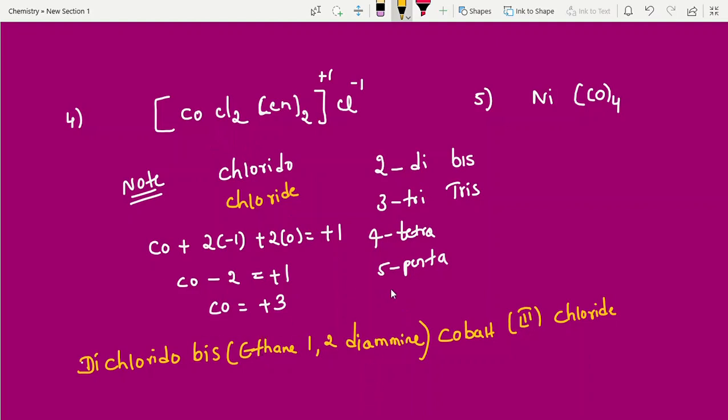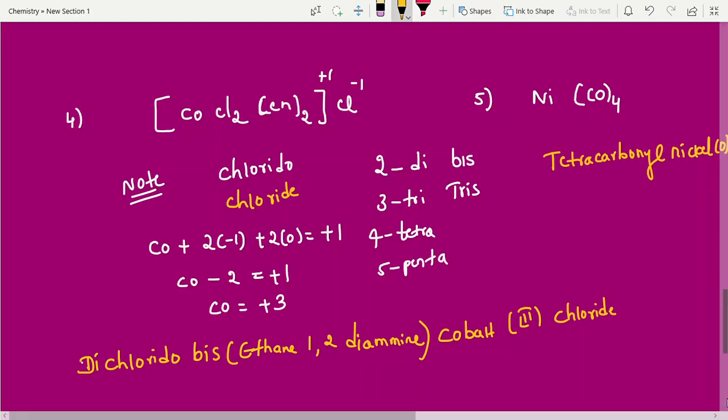Now next one, this one, nickel carbonyl. Generally we are calling it nickel carbonyl. What is the IUPAC name, students? Try to understand. In all carbonyls, what is the metal oxidation state? In all carbonyls, the metal oxidation state is 0. So then we can write tetracarbonyl. What is this? Nickel. What is the oxidation state? 0. Nickel 0. That's it. Okay, simple, this name.